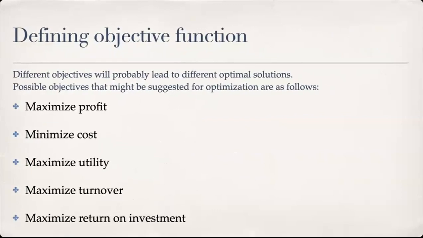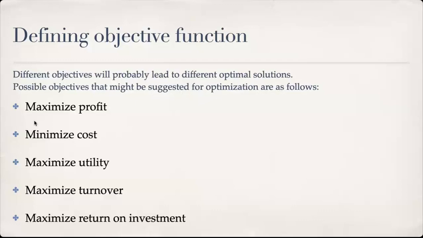Okay, so we move to the problem formulation. The first thing is we have to define the objective function. Our objective function is we want to minimize some function, right? Minimize or maximize the objective function, right? So different objectives will probably lead to different optimum solutions. You have to think about that, okay? And possible objective functions that might be suggested for optimization are as follows, okay?